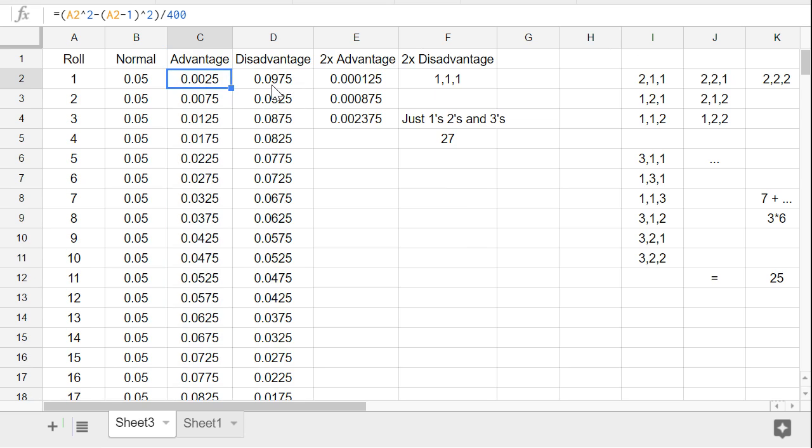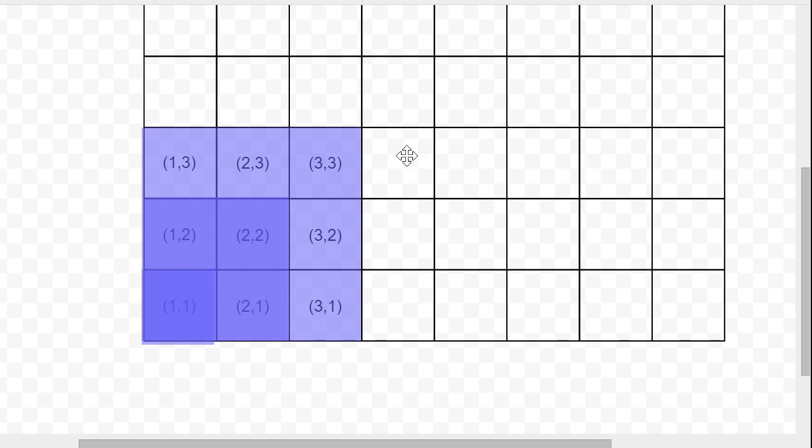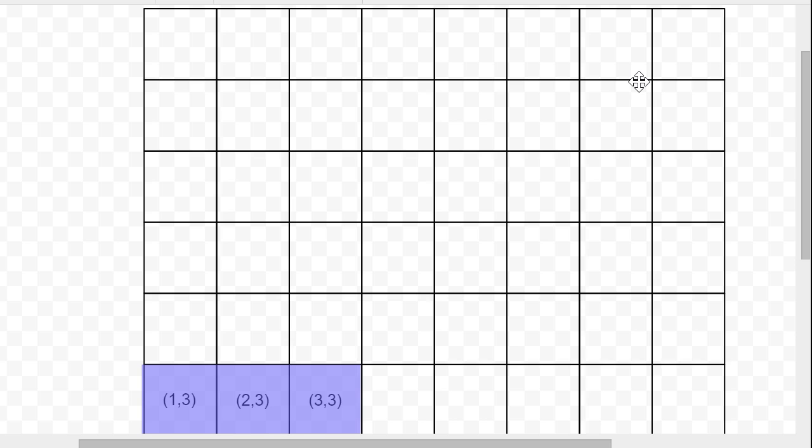And, well, for disadvantage, you can just imagine that you're sort of working this from the top right corner. So how many ways could you roll a 20? Well, this square would have 20, 20 in it. Then how many ways can you roll a 19? Well, this would have 19, 20, 20, 19, and 19, 19. So it's sort of the same process, just starting from a different corner.